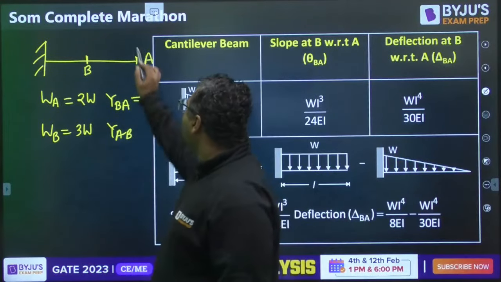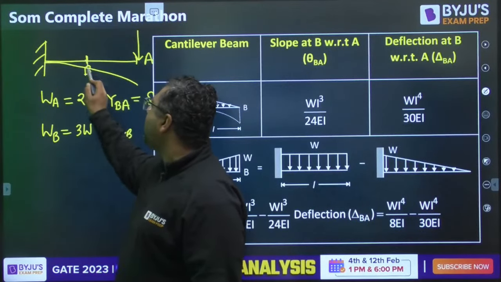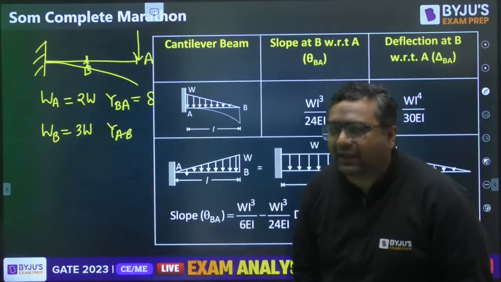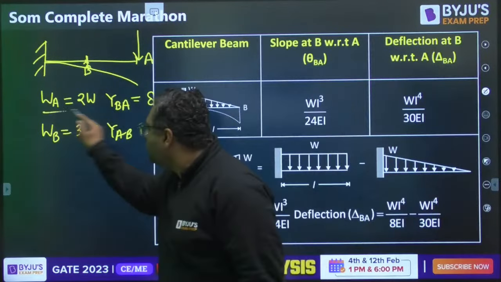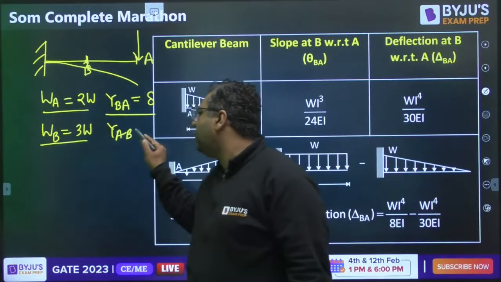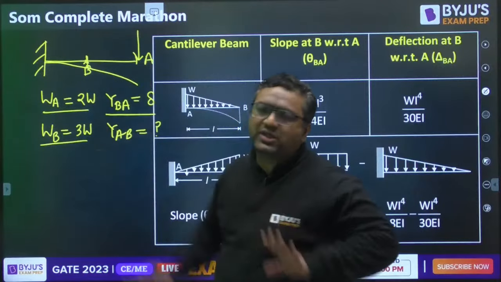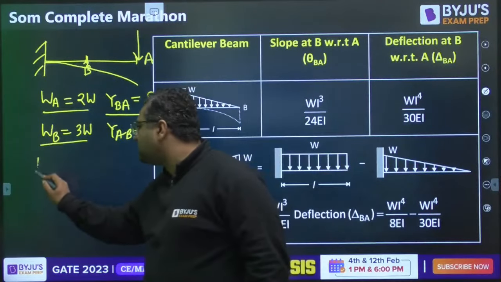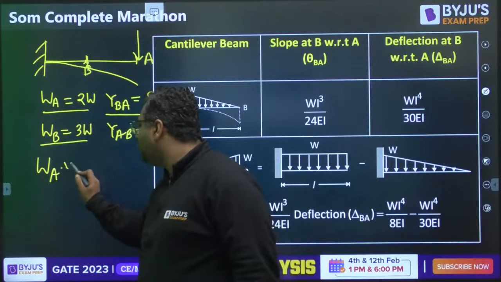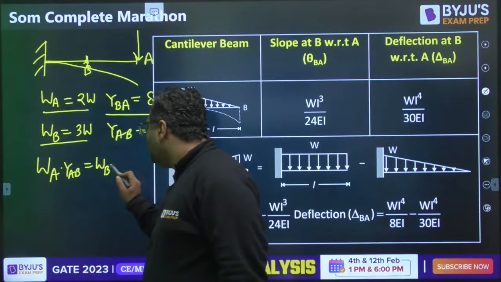If load is acting at A, then deflection will happen at B, and if load is acting at B, then deflection will happen at A. So if load at A is 2W, deflection at B due to A is delta, and load at B is 3W, then what would be the deflection at A due to the load at B? If such a question comes, you need to use the Maxwell reciprocal theorem, which says that WA into YAB is equal to WB into YBA.